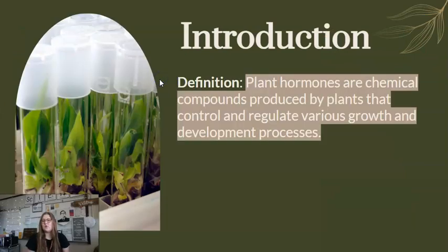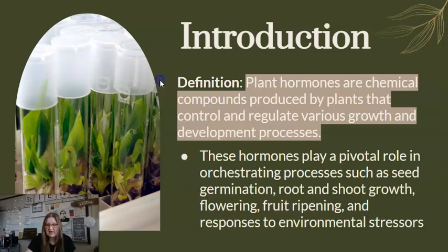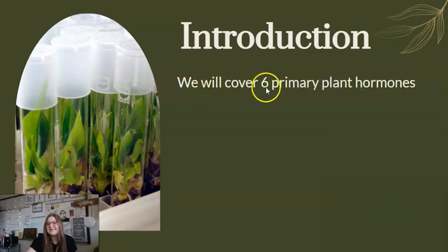To start us off, let's talk about what plant hormones are. Plant hormones are chemical compounds produced by plants that control and regulate various growth and development processes. Just like in human beings, hormones are going to do the same thing. These hormones play a pivotal role in orchestrating processes such as seed germination, root and shoot growth, flowering, fruit ripening, and responses to environmental stressors. It's very much like the signals that tell the plant what to do where. That's what hormones are going to do, and they're going to have a role in every single process that a plant goes through. So we will talk about 6 primary plant hormones.